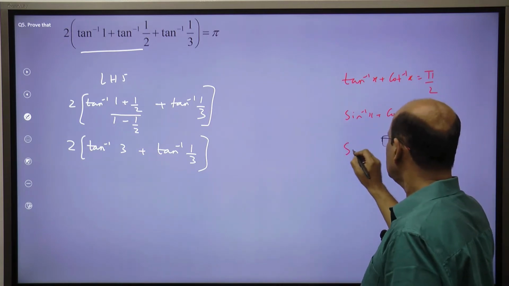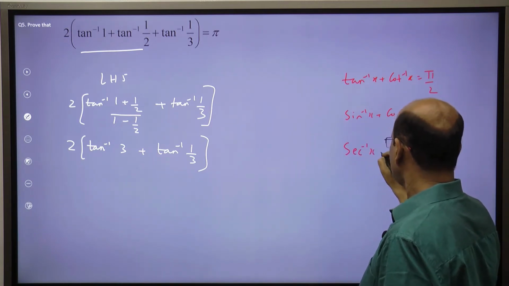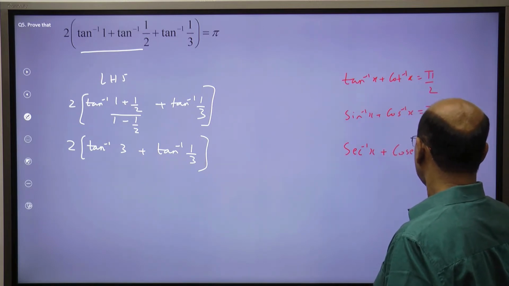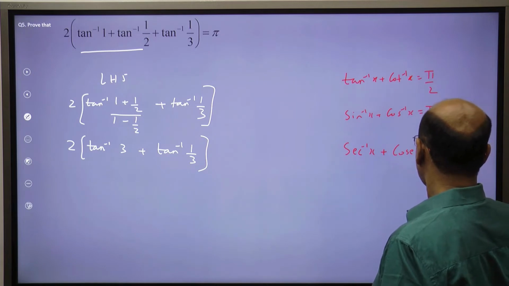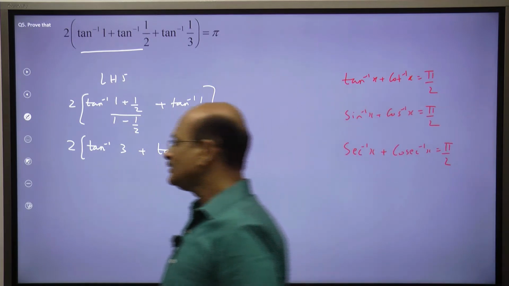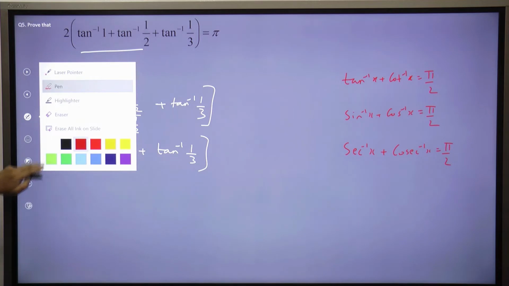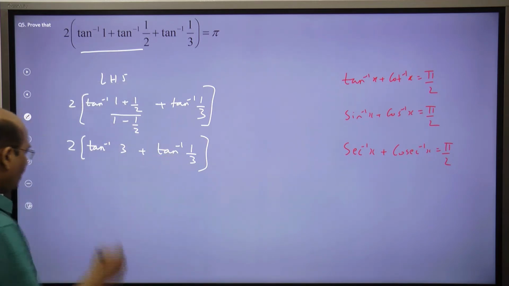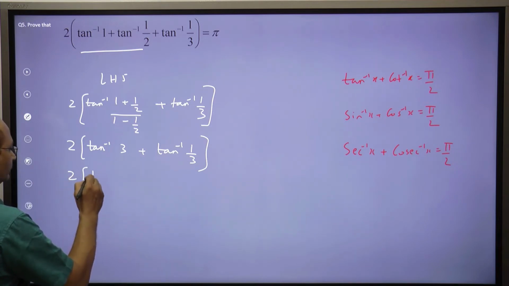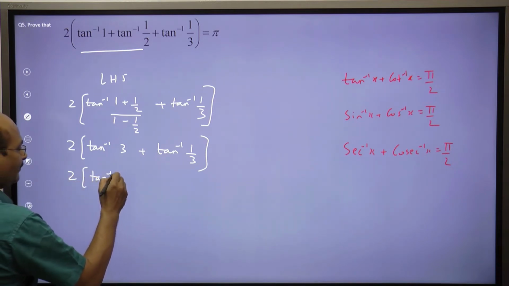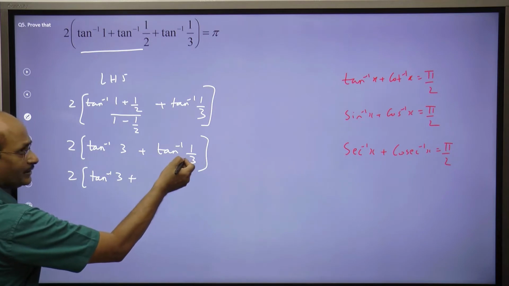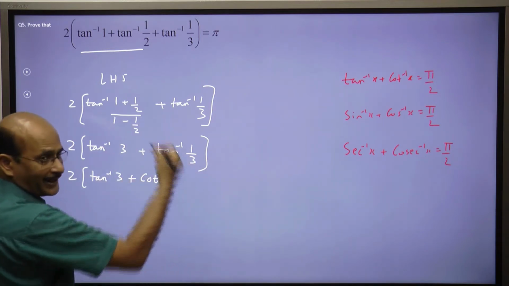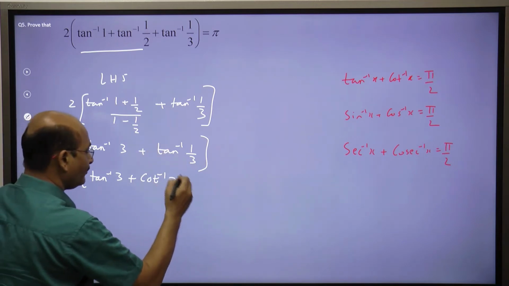Similarly, sec inverse x plus cosec inverse x is also pi by 2. So, you might say, what is happening? Why are you doing this? Because you know what I did, it was x and 1 upon x. So, I can change this to cot. So, this I can write as 2 tan inverse x plus tan inverse x, I can write as cot inverse 1 by x. So, 1 upon 3 will become 3.